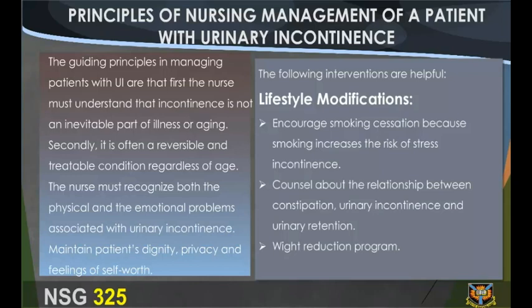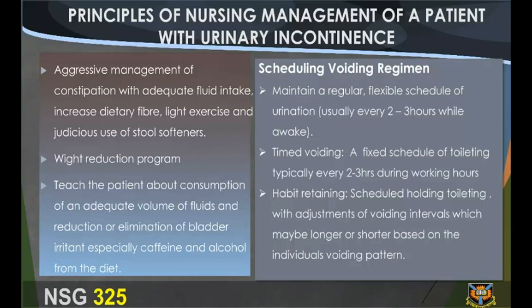Lifestyle modifications. Encourage smoking cessation because smoking increases the risk of stress incontinence. Counsel about the relationship between constipation, urinary incontinence, and urinary retention. Weight reduction program. Aggressive management of constipation with adequate fluid intake, increased dietary fiber, light exercise, and judicious use of stool softeners. Teach the patient about consumption of an adequate volume of fluids and reduction or elimination of bladder irritants, especially caffeine and alcohol, from the diet.